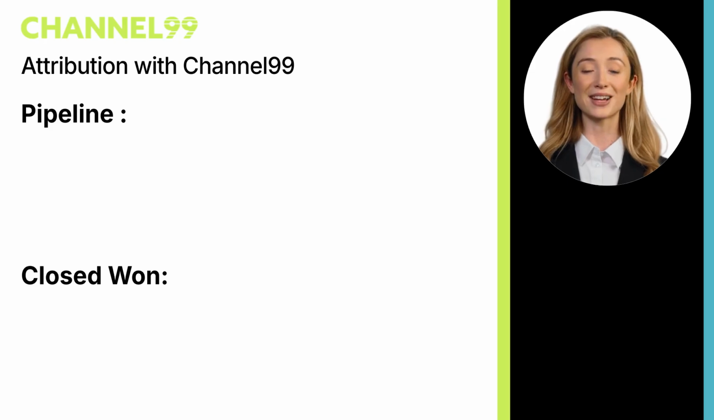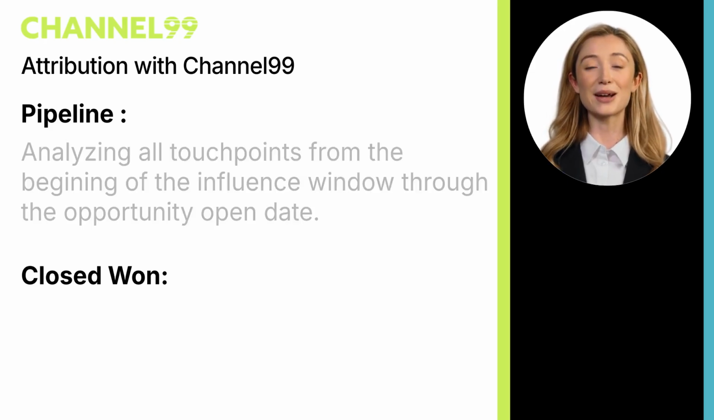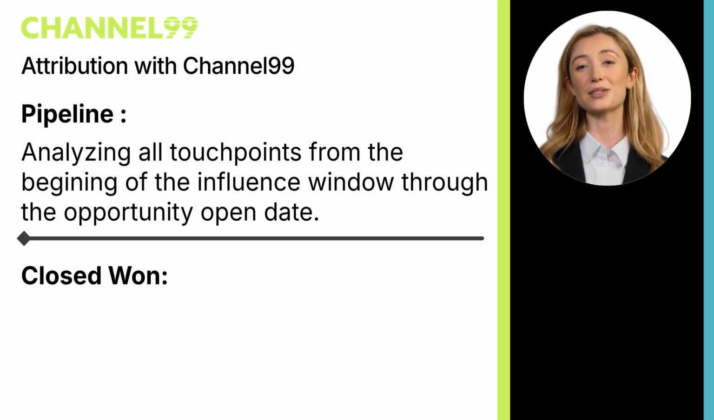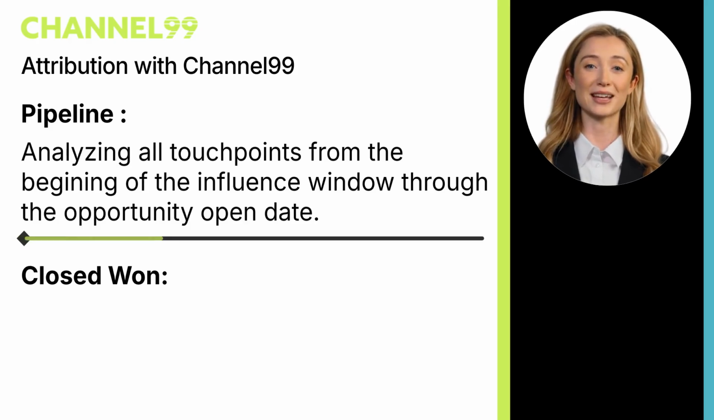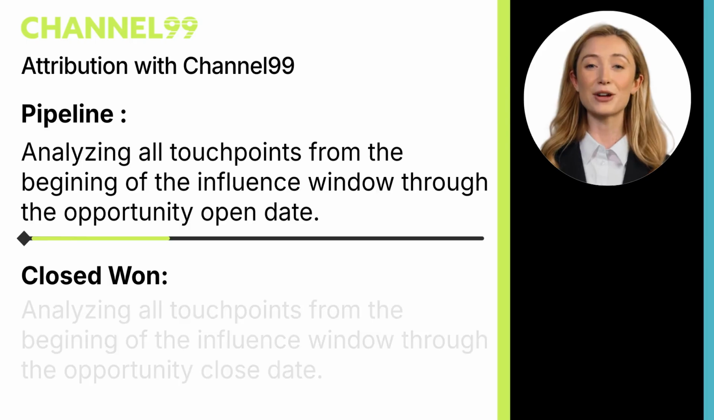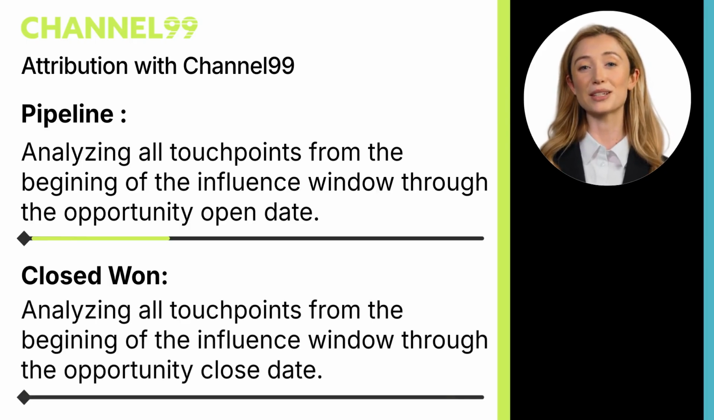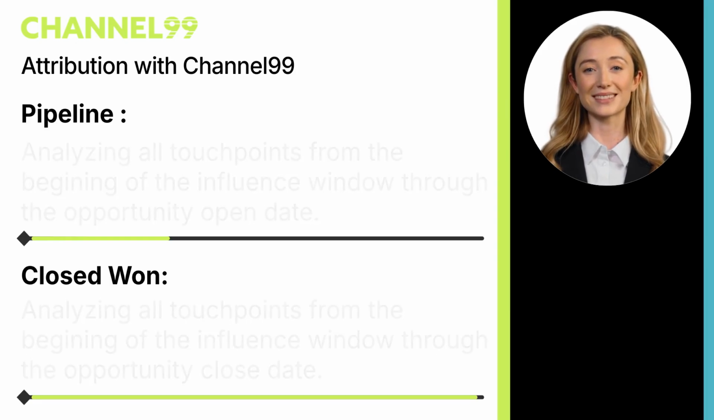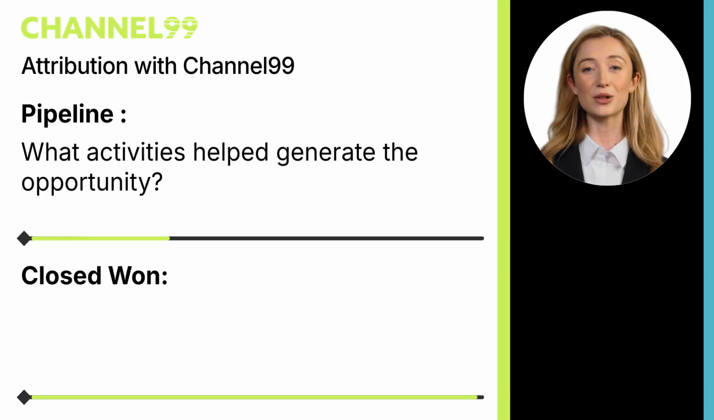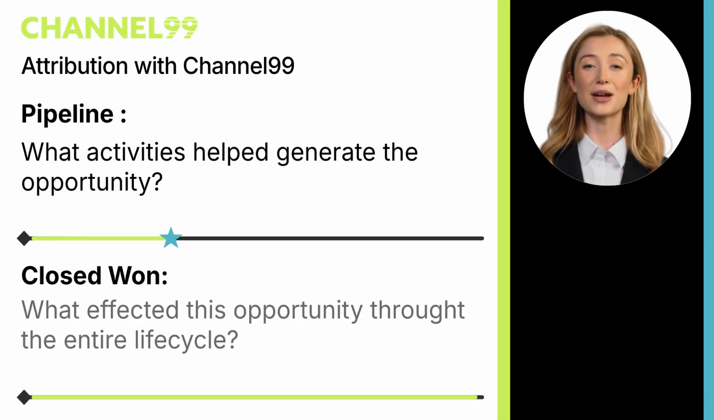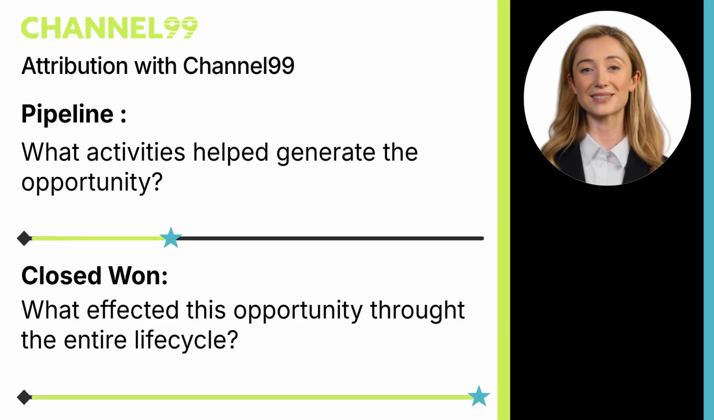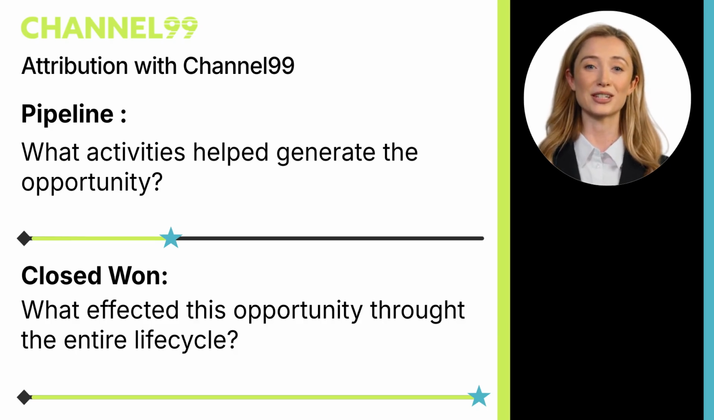So how are these two categories of influence different? Pipeline influence analyzes all touchpoints from the beginning of the influence window through the opportunity open date, while closed won analyzes all touchpoints from the beginning of the influence window through the opportunity close date. These answer two different questions. Do you want to know how the pipeline was generated in the first place? You should use pipeline models for that. Do you want to know what influenced the deal all the way through closing? That's best for closed won attribution types.